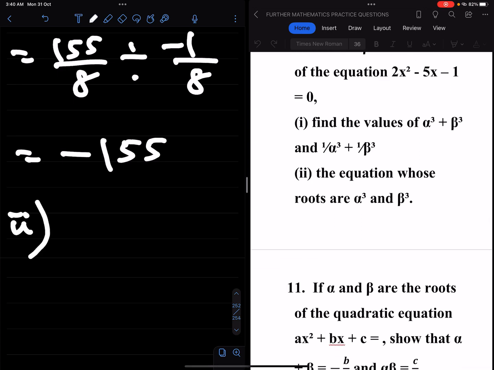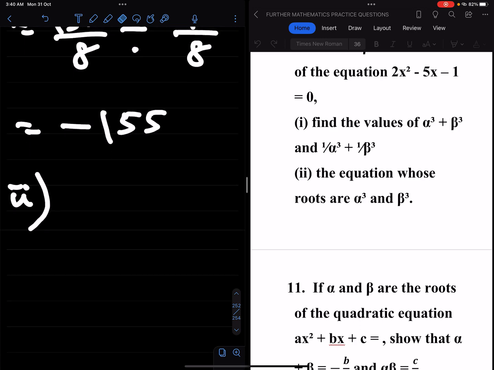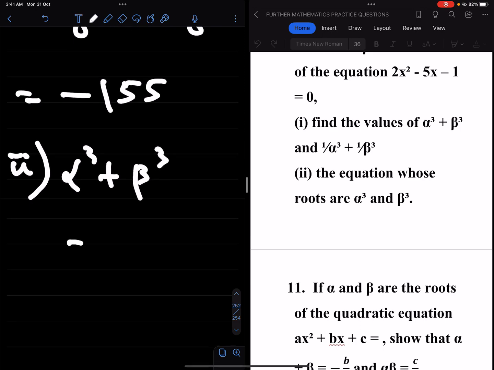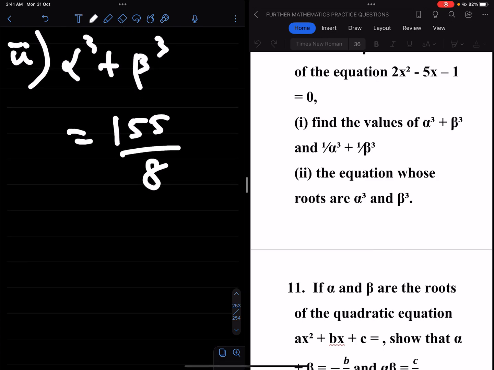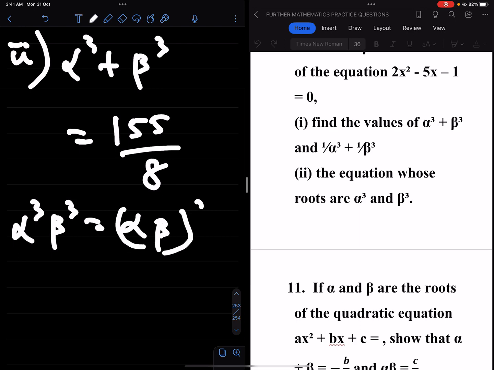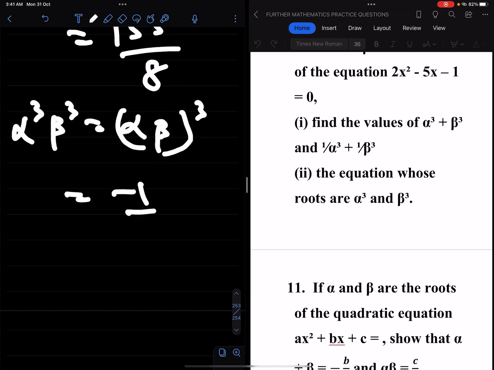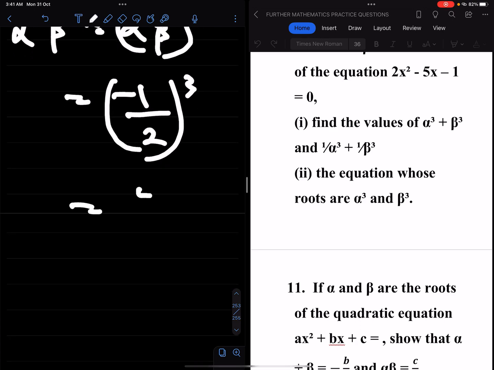Find the equation whose roots are alpha cubed and beta cubed. Sum of the new roots will be alpha cubed plus beta cubed, which we already found to be 155 over 8. And product of the new roots will be alpha cubed beta cubed, which is the same as the cube of alpha beta, and that's the same as the cube of minus 1 over 2, which simply means minus 1 over 8.